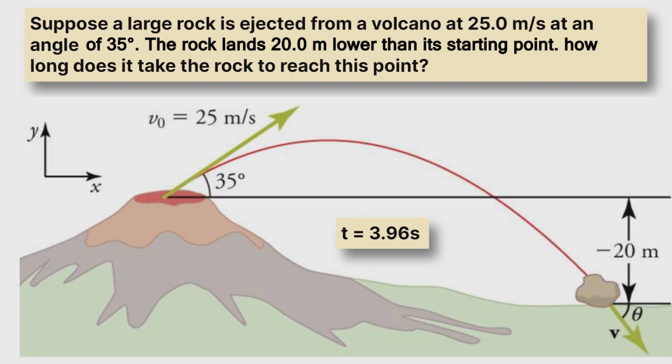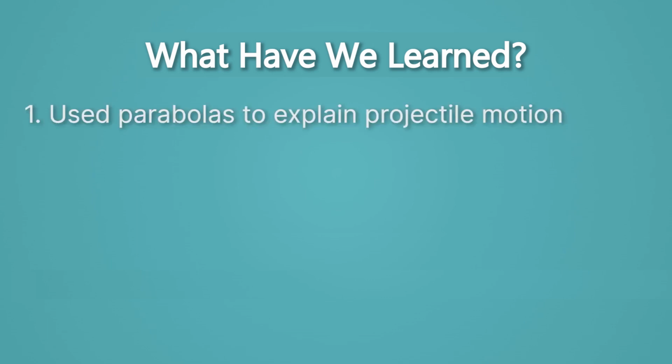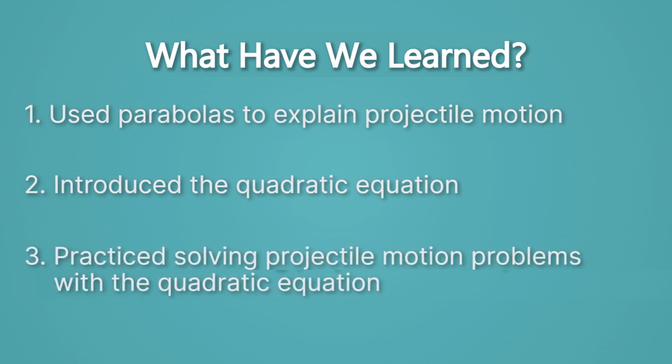Let's review what we've learned. We've used parabolas to explain projectile motion. We saw that that was the mathematical function, though an upside down parabola, that tracked with our object. Then we introduced the quadratic equation, which allows us to solve for what are called the zeros of our parabola. And lastly, we practiced solving projectile motion problems with that quadratic equation, and it let us figure out how much time it took for that rock to fall out of the volcano.